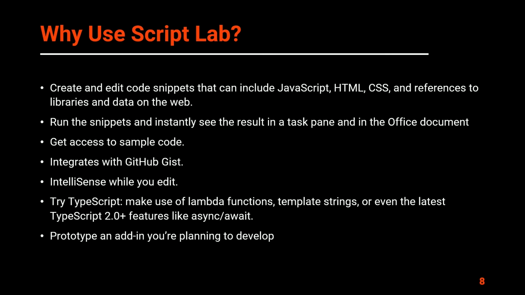The other aspect that we like about Script Lab is we get access to sample code. They're constantly adding sample code, it looks like. This will basically give us an idea of how to do certain things with this Office API. So adding a chart, adding a table, setting properties, writing code to the console, things along that nature. So they give us access to sample code, which is awesome.